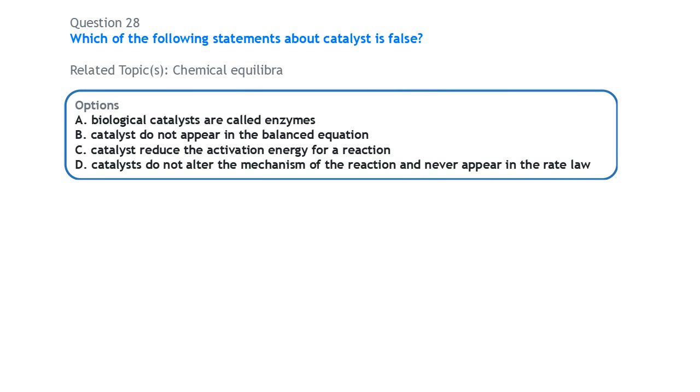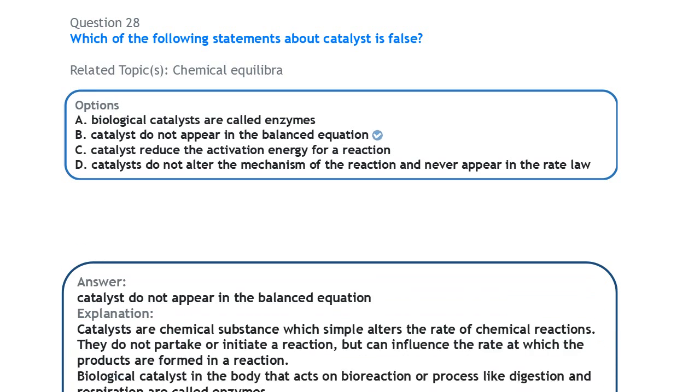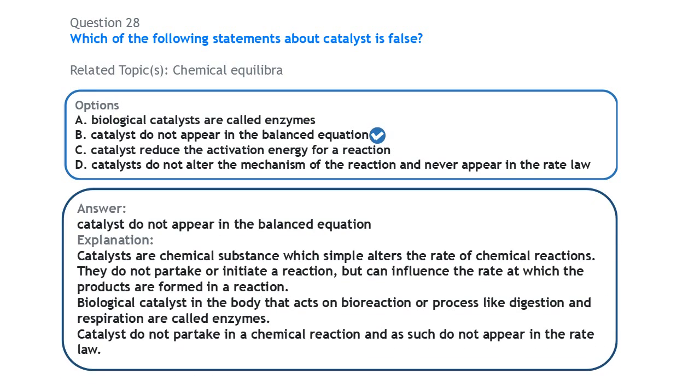Next, on chemical equilibria, which of the following statements about catalyst is false? That is the second statement here, that catalysts do not appear in the balanced equation. They do appear in the balanced equation. However, they do not appear on the reactant or the product side, because catalysts do not partake like reactants in the chemical reaction. So you are not going to see them on the reactant side or the product side, but you will see them on the arrow separating the reactant side from the product side. They are usually written on the arrow.